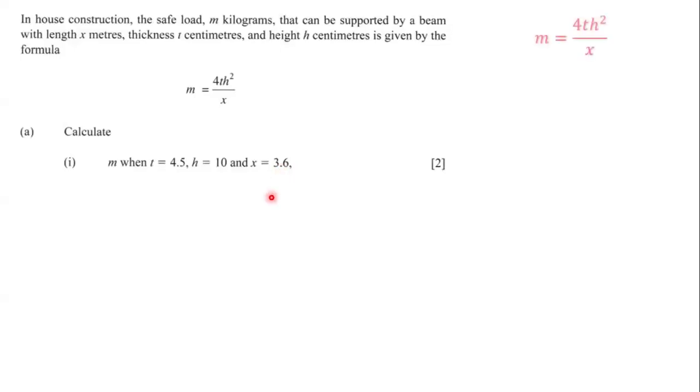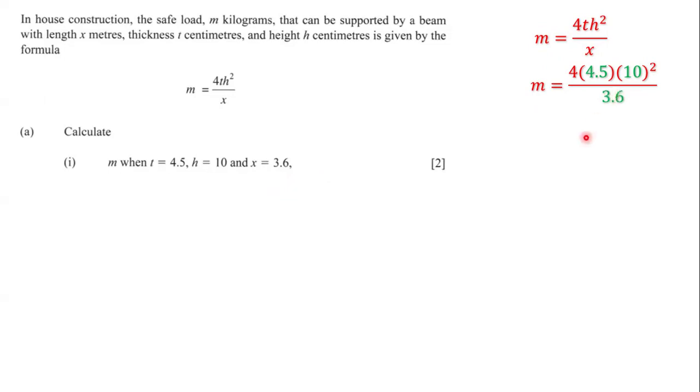And so what we're going to do is we have this equation and we want to figure out what is the value of M when T is equal to 4.5, H is equal to 10, and X is equal to 3.6. And let's substitute those values in. So in place of T, we put 4.5. In place of H, we put 10. And in place of X, we put 3.6.